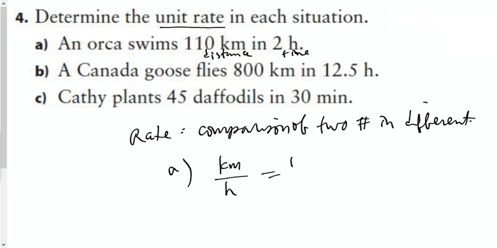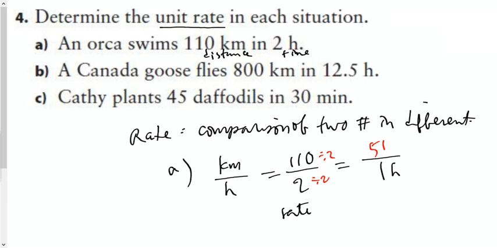But we're going to put our 110 up here in our kilometers area, and we're going to put our 2 hours down here. Now it says make a unit rate. The difference between a rate and a unit rate is that in a unit rate, the second term is one. So we want to get it in kilometers per 1 hour. And to do that, way back in grade 5, you learned how to create equivalent fractions. And we're going to divide both by a common factor.